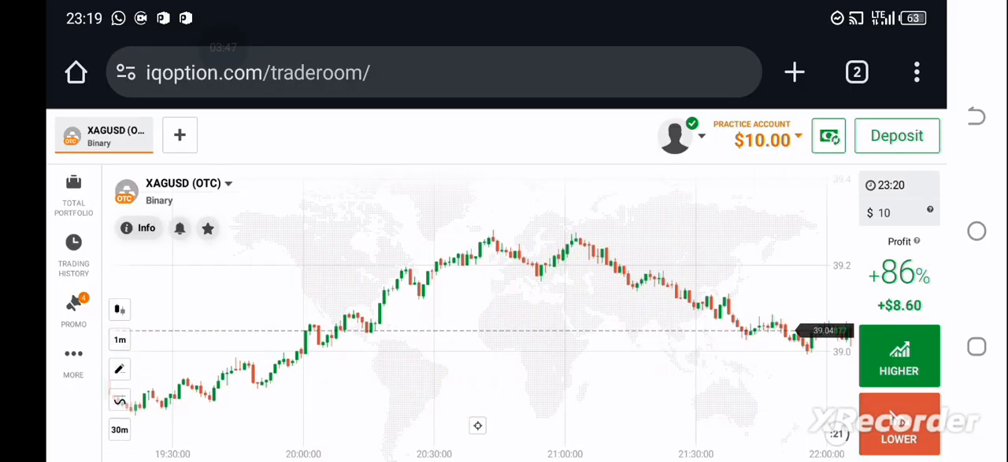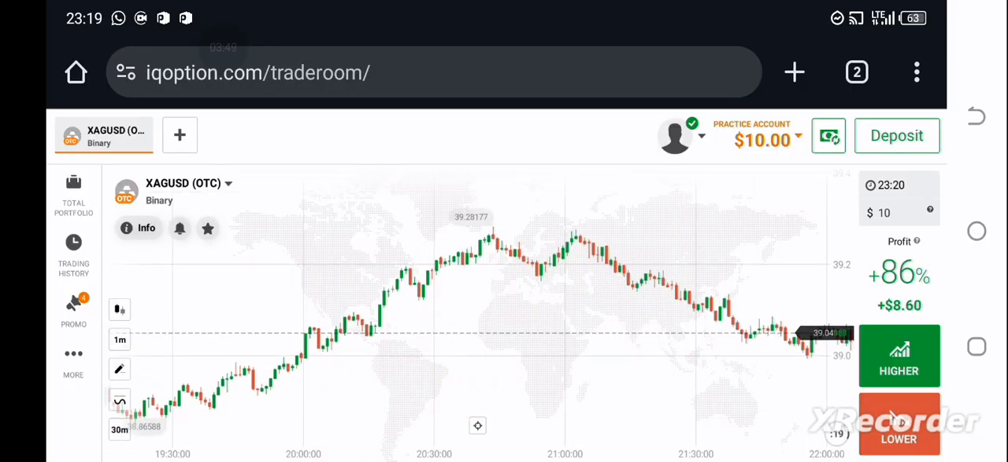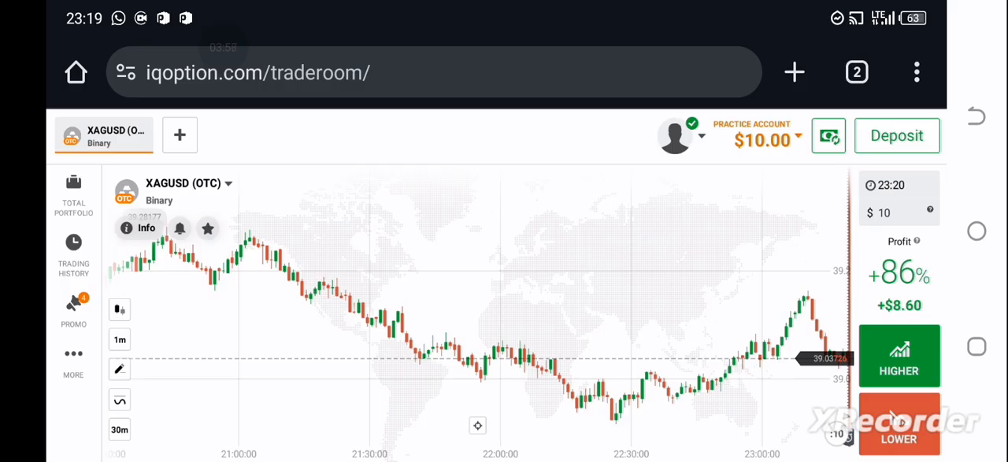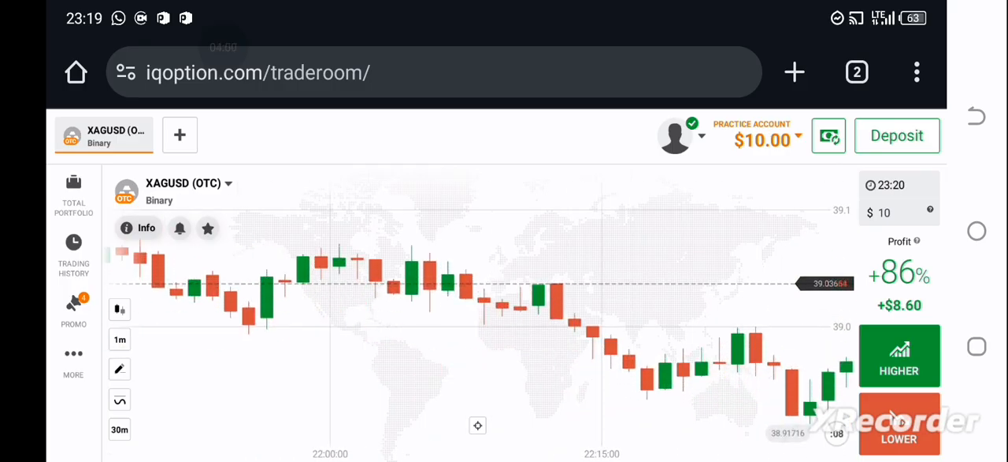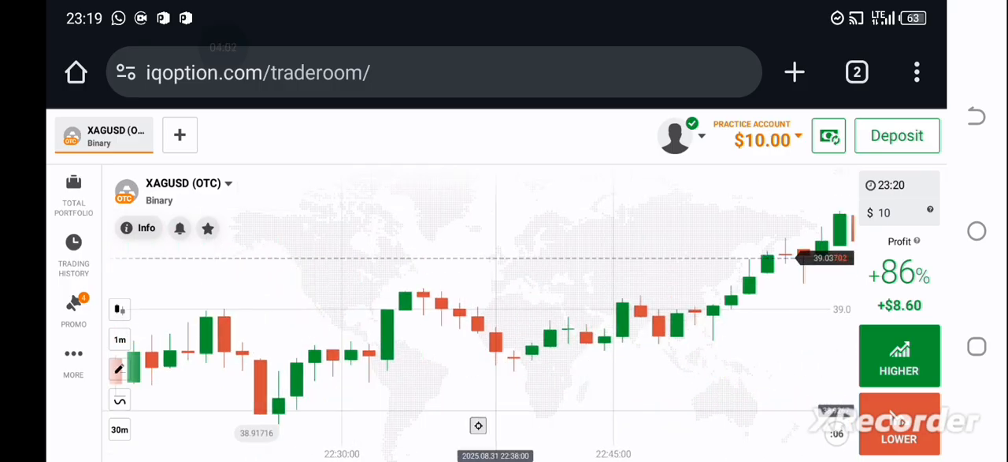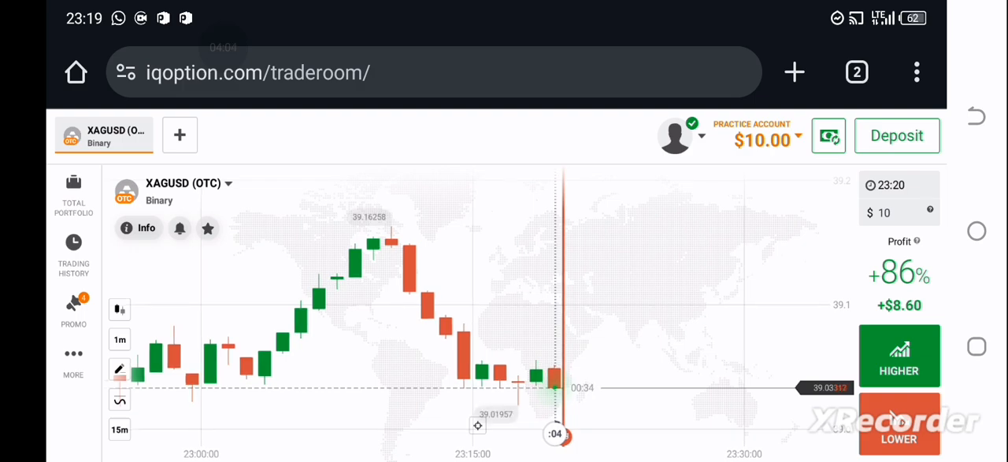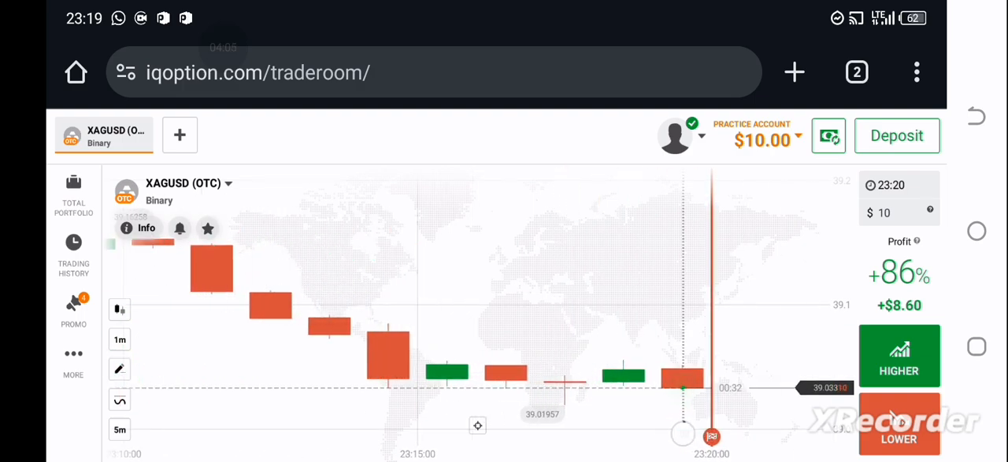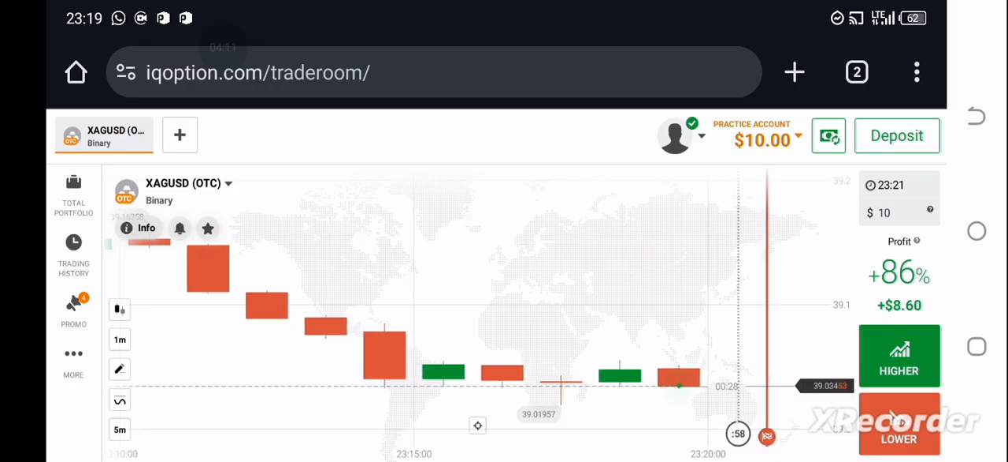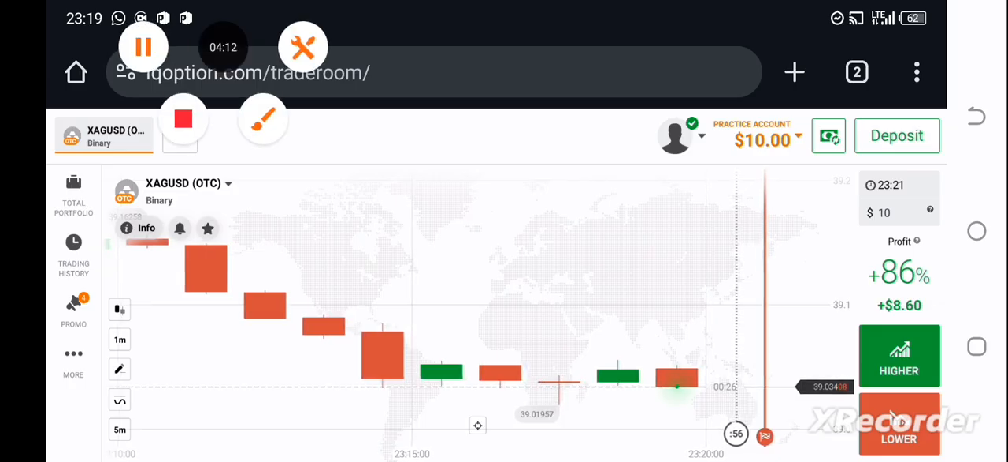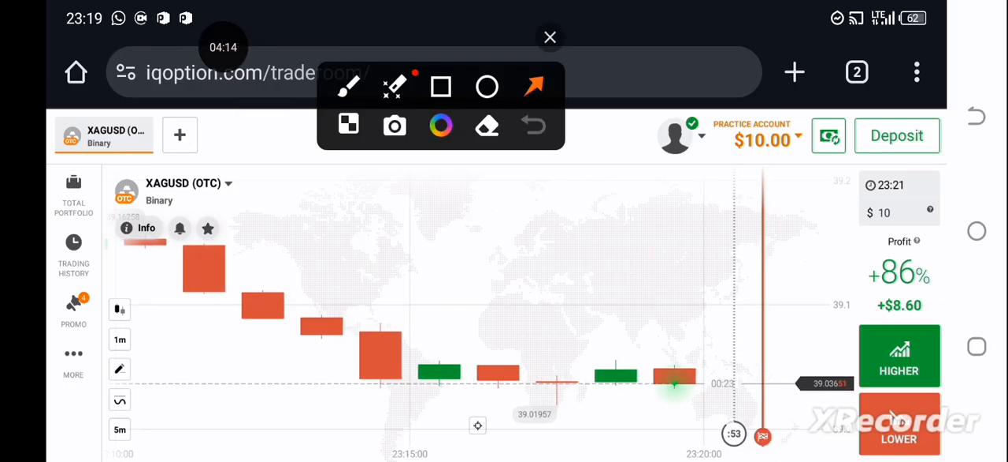If you zoom in like this, you will see it changing, depending on the speed at which you are zooming. It has changed to 30 minutes. It means I'm seeing the chart for the next 30 minutes. If you zoom out, now it has changed to 15 minutes. I think now it has changed to 5 minutes. I think 5 minutes is the highest. I'm looking at the entire market for the past 5 minutes.